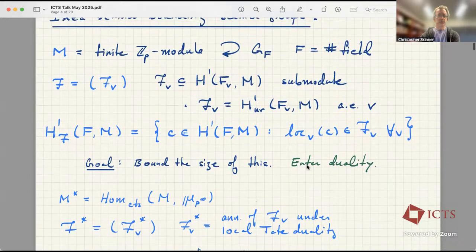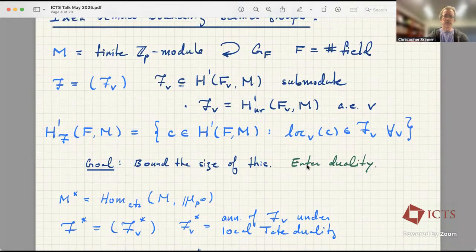So there's a dual module. We had our module M, which was a finite Z_p module. We can look at the homomorphisms from M into all the pth power roots of unity. So this will carry the natural kind of dual Galois structure. There's a Galois action on the roots of unity, and there's the Galois action on M, and we're taking the dual of M there.